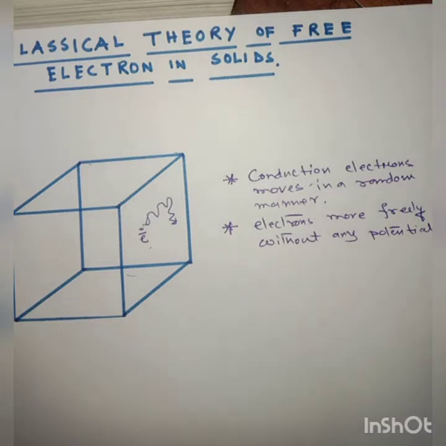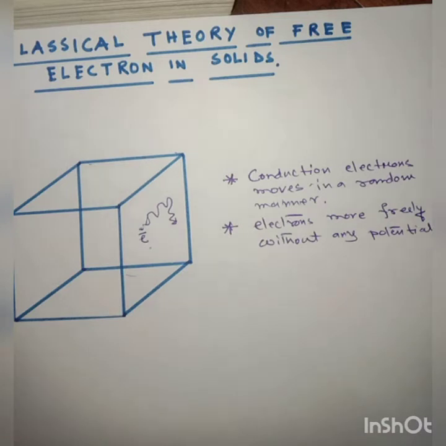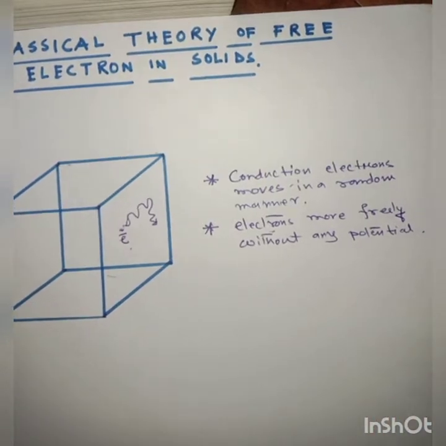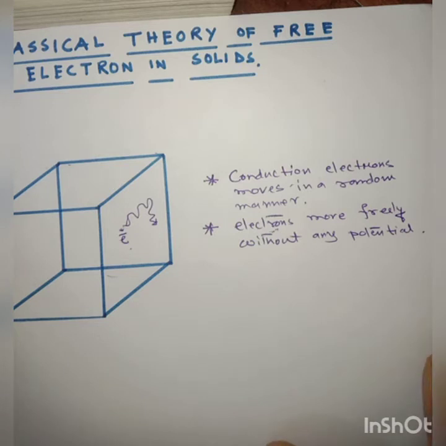of gases. The molecules move in a random manner. Similarly, in the case of a metal, the conduction electron moves in a haphazard manner. The electrons move freely without any potential. So, considering the fact that the electrons move freely without any potential, we can model this classical theory with the help of a particle in a potential box.